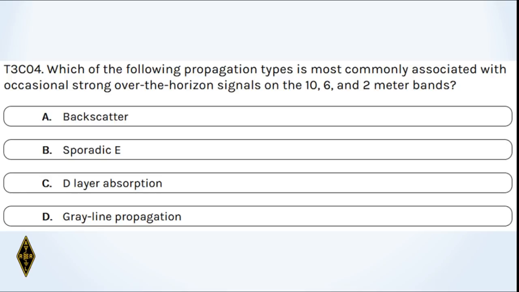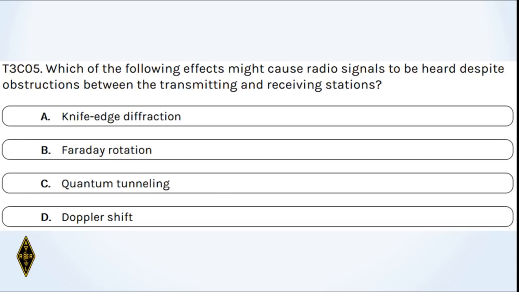This is where you can work long distance even without sunspots. Sporadic E clouds, those clouds that can appear in the E layer. And which of the following effects might cause radio signals to be heard despite obstructions between the transmitting and receiving stations? That's knife edge.